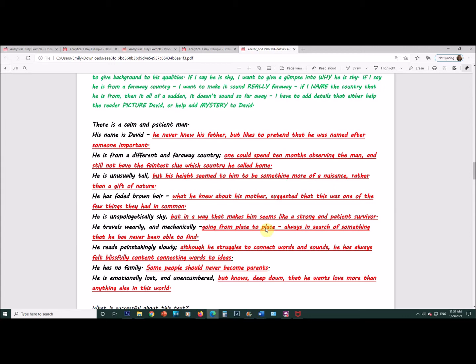He is emotionally lost and unencumbered, but knows deep down that he wants love more than anything else in this world. So that last line I put in there when I said he's emotionally lost, I don't want to make it look like he's just always going to be lost forever. I want to make it look like maybe he's got a goal. He's got something that he knows he wants, but he has no idea how to get it. And he's not been able to get it ever. And so that's why I threw in the line about the love.